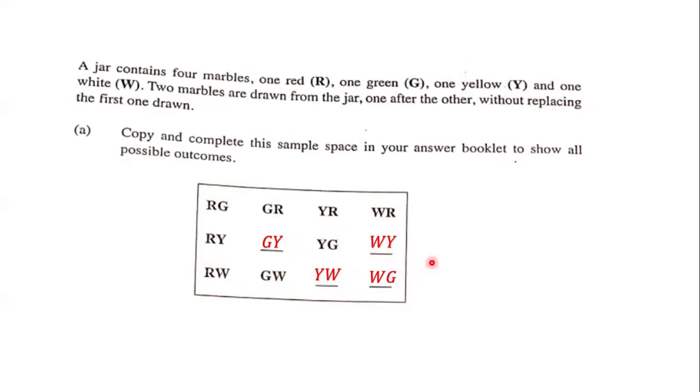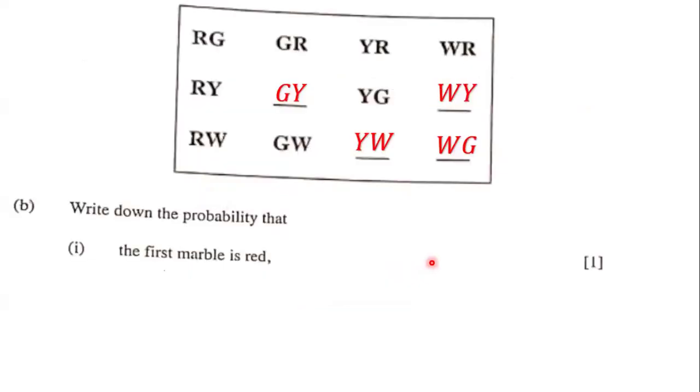Okay, now let's use our sample space to answer these questions. It says, write down the probability that the first marble is red. The first marble is red. Okay, well, how many times does that happen, right? Well, it happens 1, 2, 3 times where the first marble is red, okay?